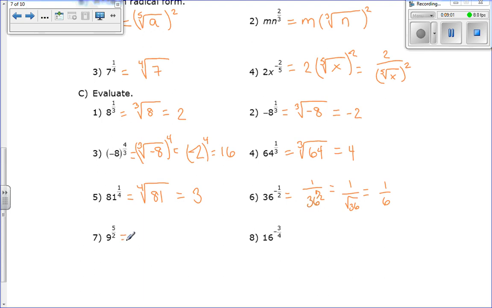For number 7, this is the square root of 9 raised to the 5th power. So we have the square root of 9, which is 3, raised to the 5th power, which is 3 times 3 times 3 times 3 times 3. I think I did all 5 of them, which is 243.